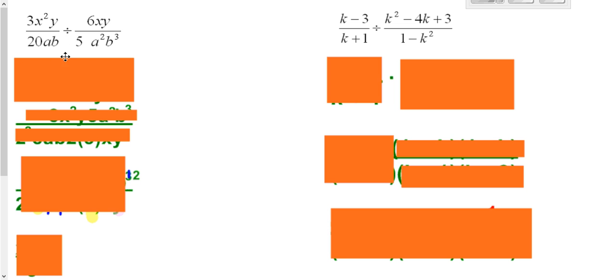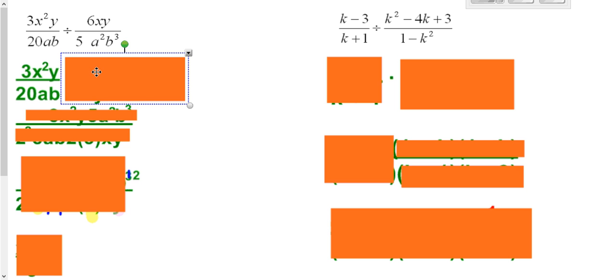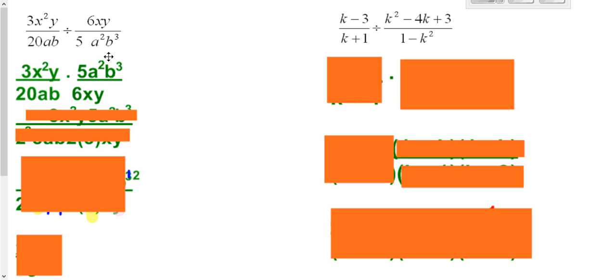Now, when we're dealing with division, we don't normally go ahead and divide, because instead of dividing, we multiply by the reciprocal. Because if you think of 10 divided by 2, that's 5. But 10 times a half is also 5. And dividing by 2 is the same as multiplying by its reciprocal of 1/2. So instead of dividing by this fraction, we multiply by the reciprocal, which means we flip it upside down.